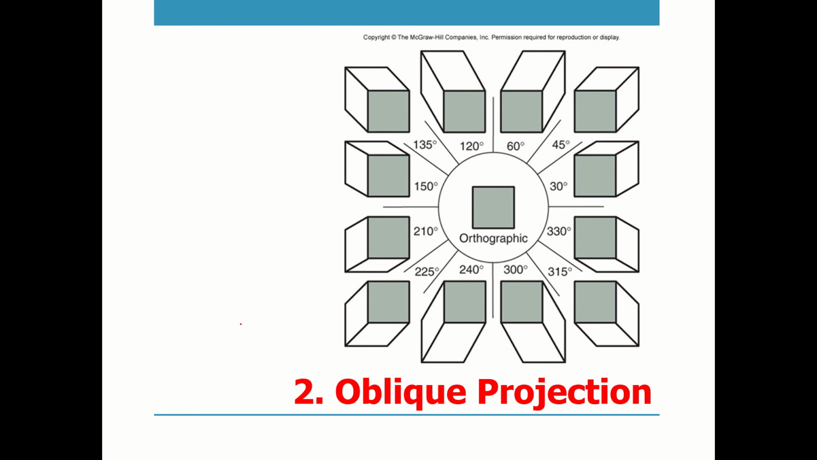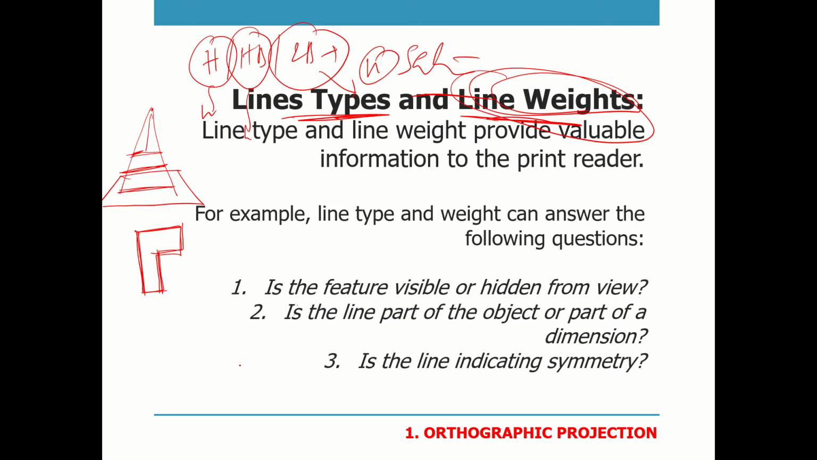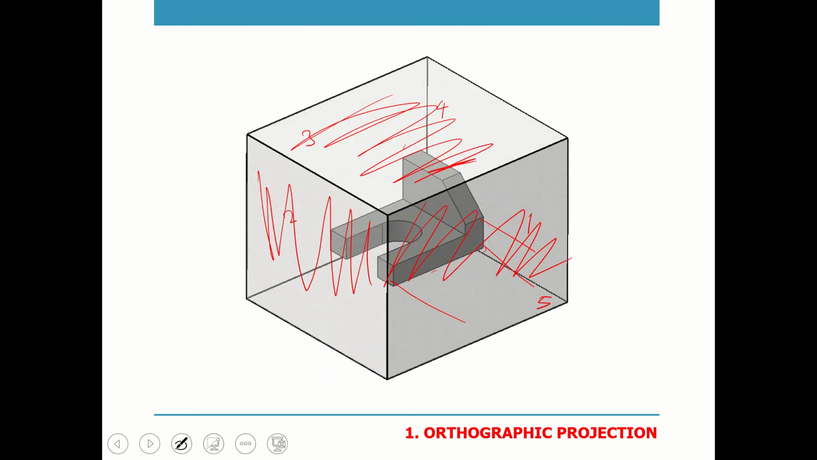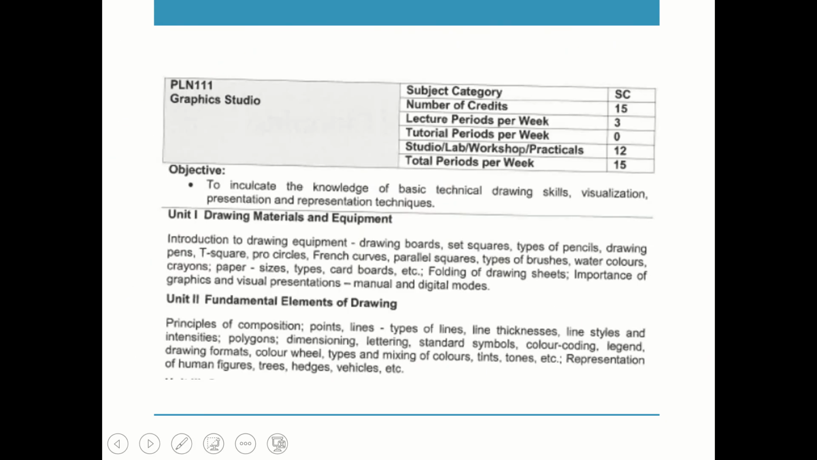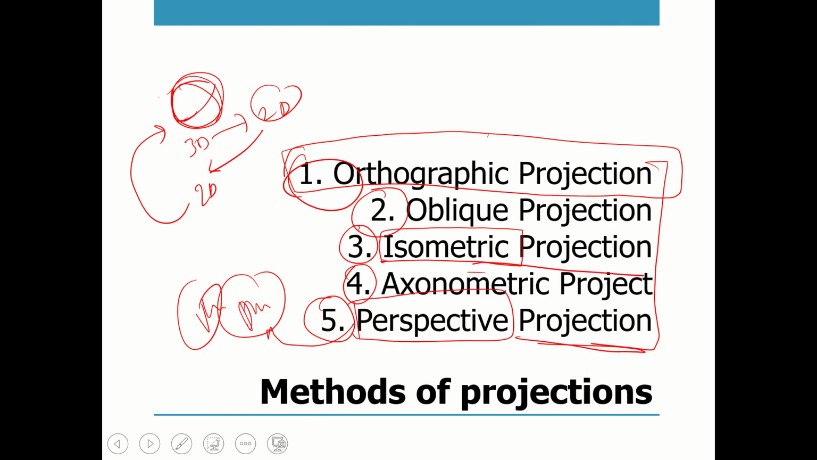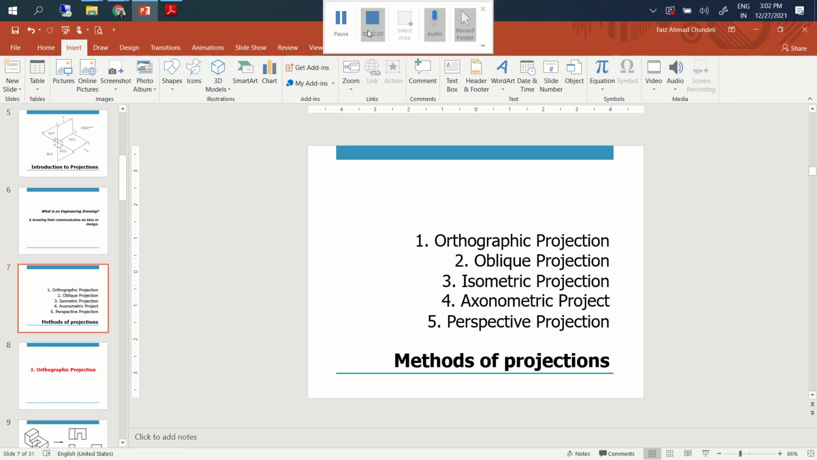These are other things. We have oblique projections, isometric projection, axonometric projection, and perspective projection. All that we will see in coming classes. So far, any questions, clarifications, or further explanation needed, let me know. I will try to answer.